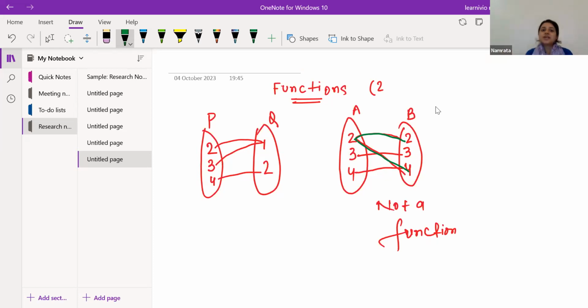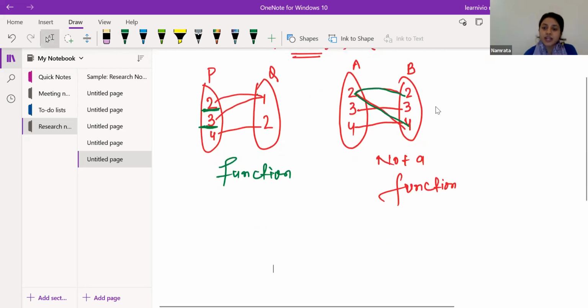When you are pressing 2, you are getting 1. When you are pressing 3 in the first example, you are getting 1 only. That is okay. Like I am pressing the switch, the fan is on. Now I am pressing the remote, the fan is on. That is okay. So one input will not have more than one output. Is it clear? The first one is a function and the second one is not a function. Are you getting it? Yes, ma'am. All of you got it, right?